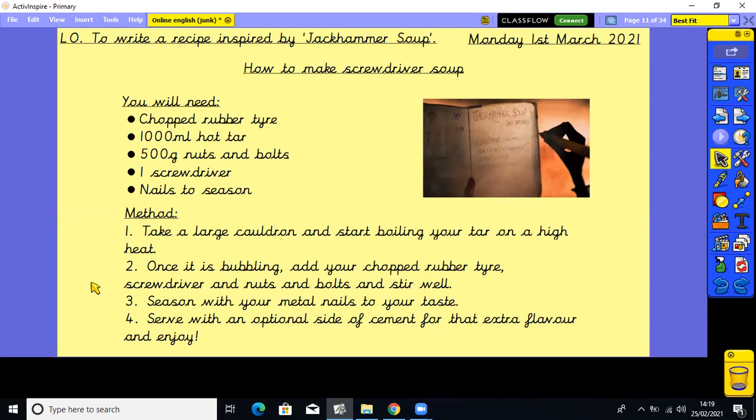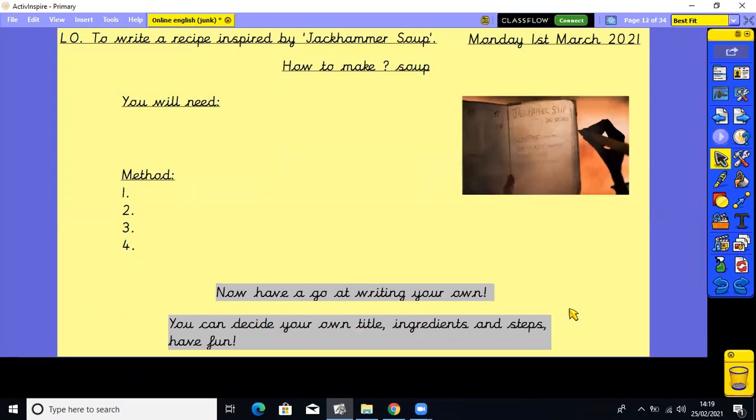So take a few more seconds to have a look at this example before you write your own, and you can come back to it if you need to use it for inspiration. So here I've said I'd like you to have a go. You can decide what the soup will be called. You can decide the ingredients using your mind map of junk, and you can decide how many steps it has and what you want this person to do.